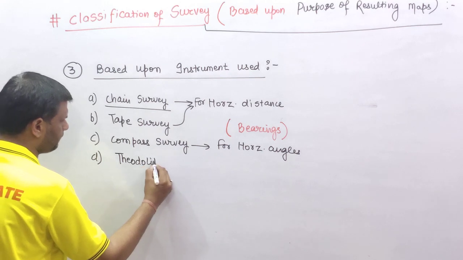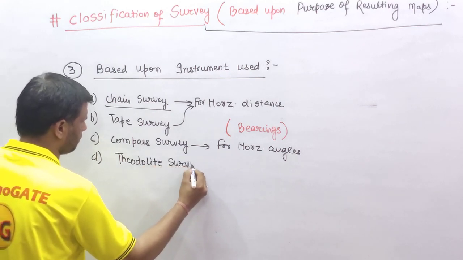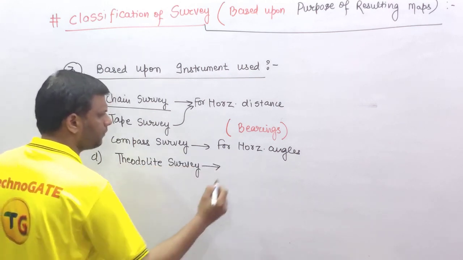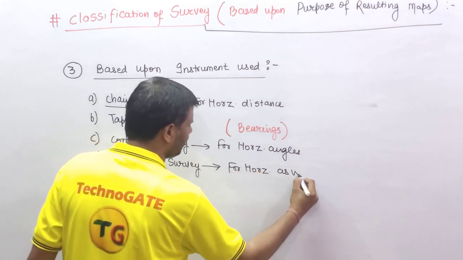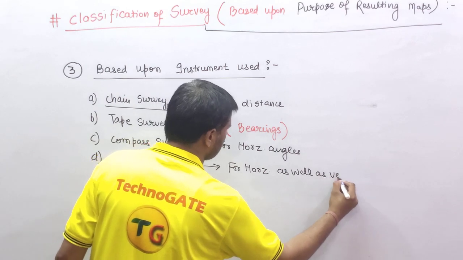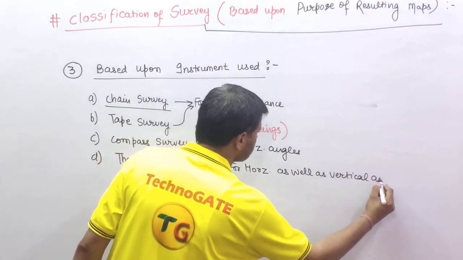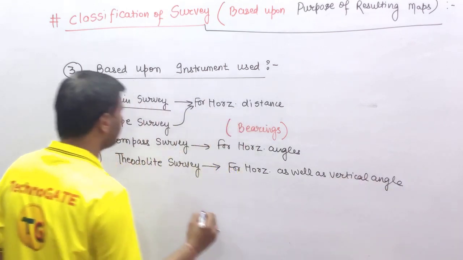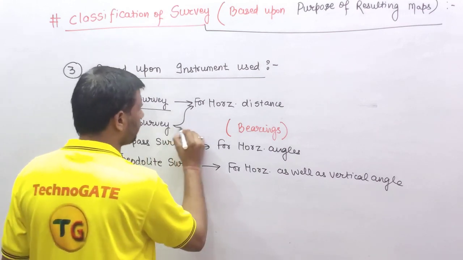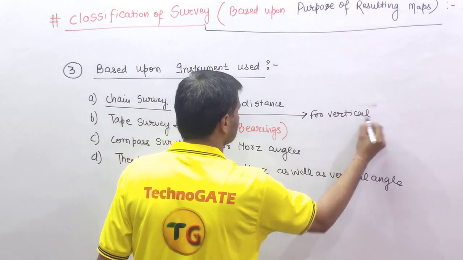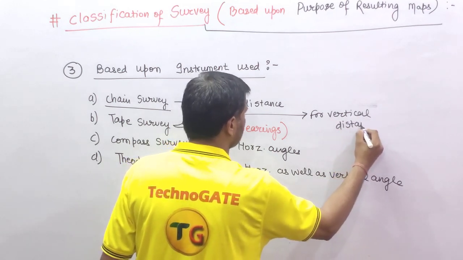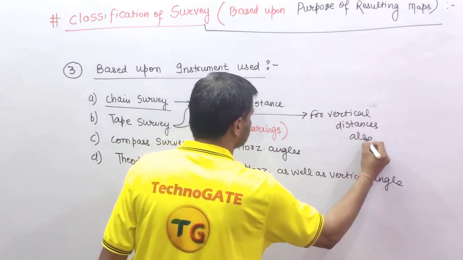Theodolite survey is for horizontal as well as vertical angles, whereas tape survey is also performed for vertical distances also.